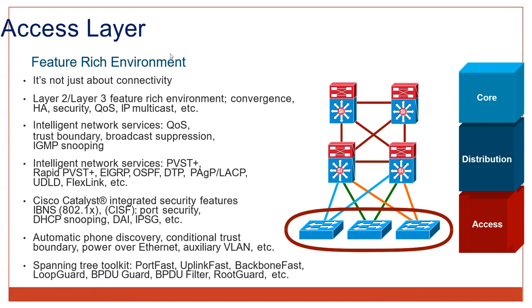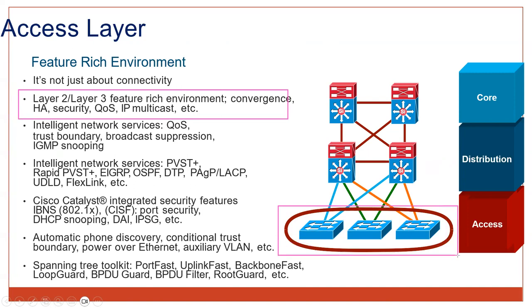So you will see here that we can use layer 2 features. Now you can see in this diagram that the bottom is highlighted. That means we are discussing the access layer features. In the access layer, you can use HA, high availability, security, QoS, and multicasting. Then you can use QoS, broadcast separation, and IGMP snooping. All these are configurations. You can go and configure these.